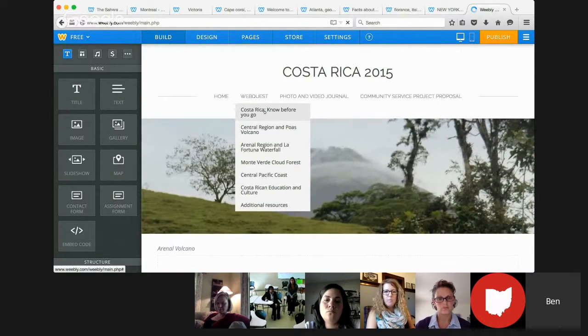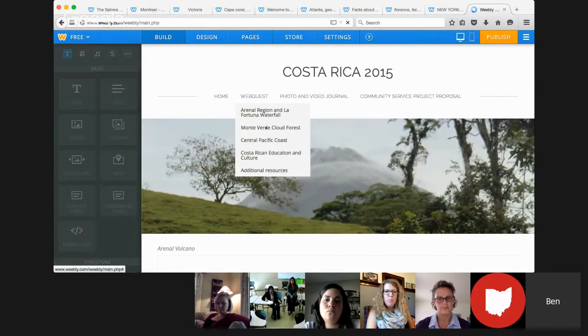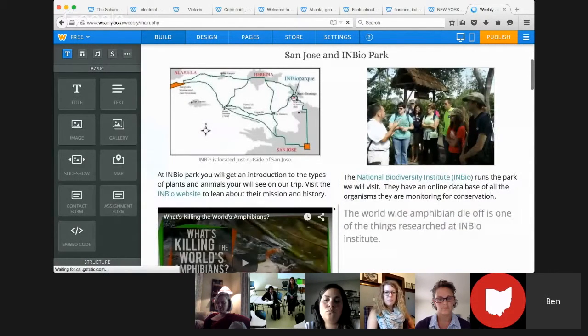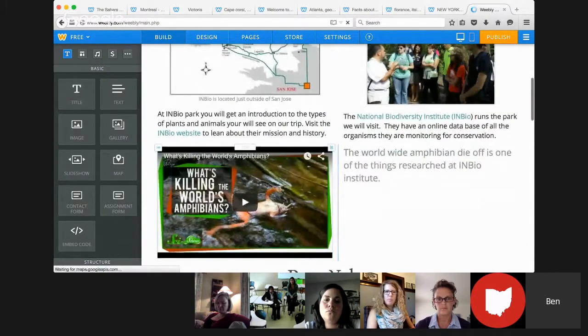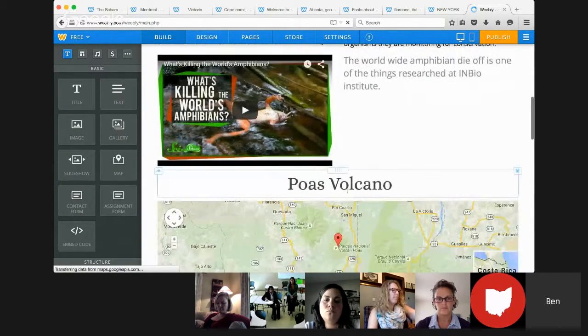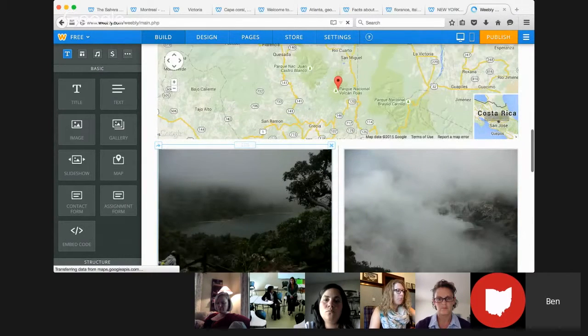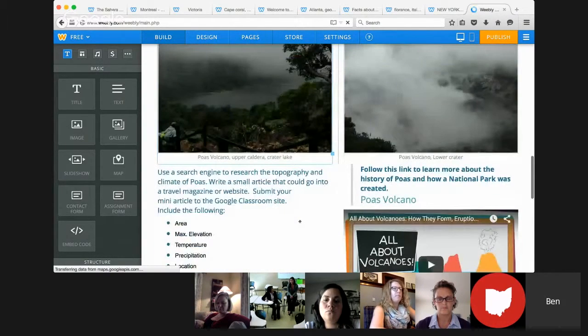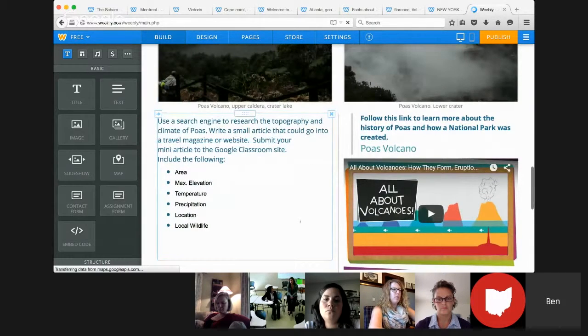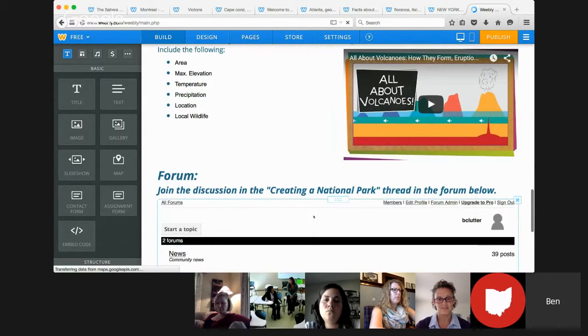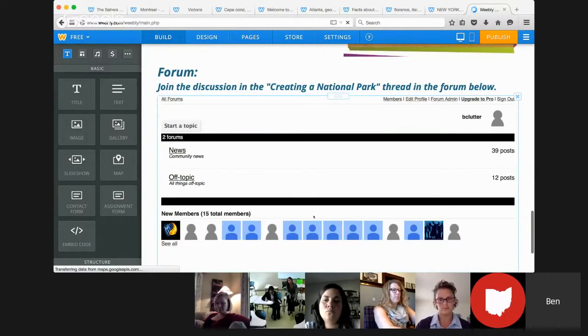Then there was a different web quest for each region. One of the first regions we visit is the central region and the Poas volcano. It talks here about different ecology issues that we would see in that area. Again, there's a map that they can interact with and explore the region. The other nice thing was that my students were definitely much more prepared than the students from the other group that was with us, as far as understanding about the area and even different terminology.